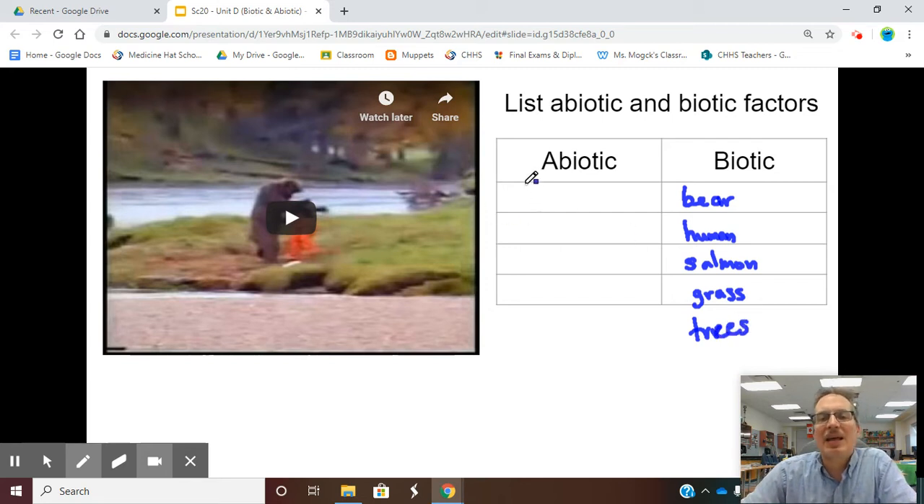If I think of abiotic, well, we have the stream, so that would be water. It looks like we have some rocks or pebbles in the stream there. We have the weather. It's very nice out. It's clear, so clouds or weather. And then, of course, there would be dirt, mud, sand. Those are all non-living features.